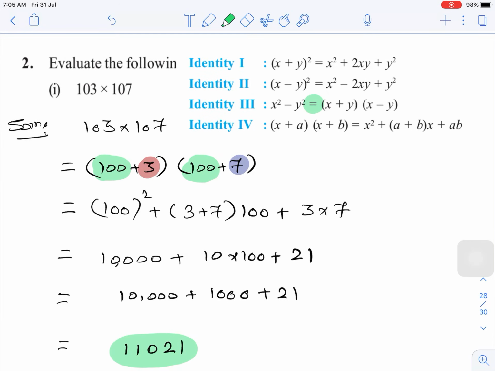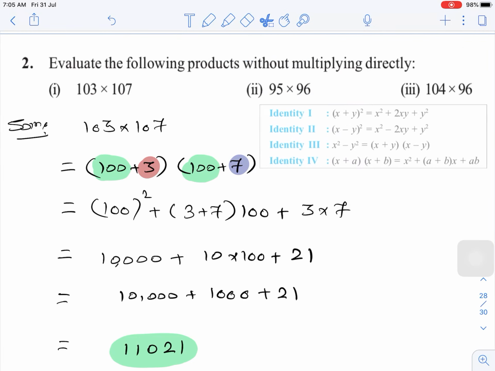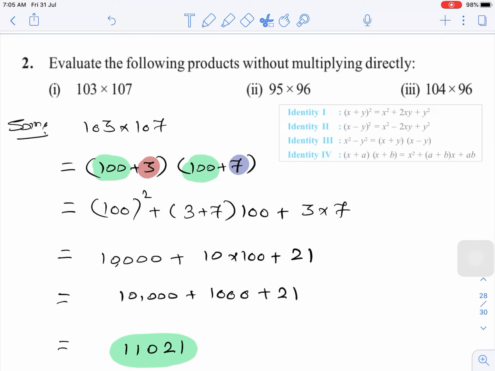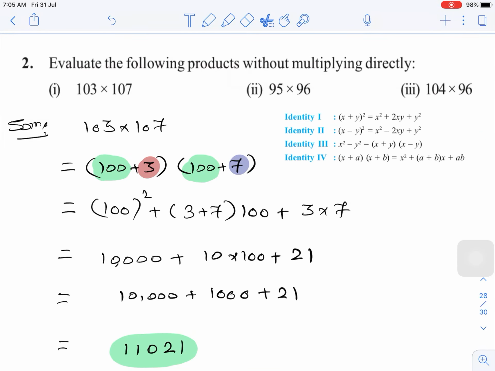Okay, so in this way you people have to solve the remaining examples. I'm just minimizing this formulas part so that you can copy the remaining examples. Now you people have to solve the second one and third one.